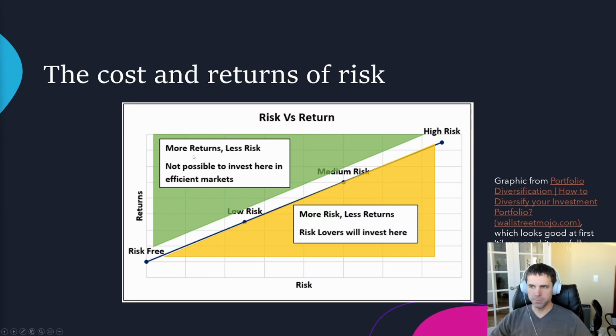There are sometimes opportunities here for high returns and low or medium risk. It's not, as it says here, possible to invest here in efficient markets because people would figure it out. The invisible hand, as they say, the market movers figure it out and the market balances. And so once again, the line is where efficient markets end up tending toward. So you might occasionally find something up here, but it won't stay there for long, basically.